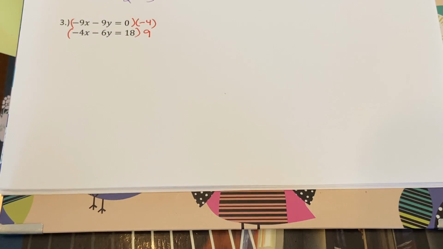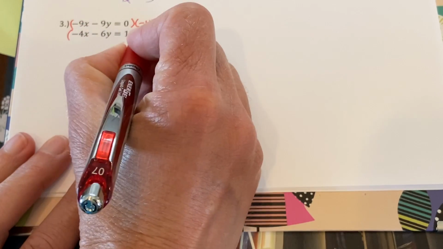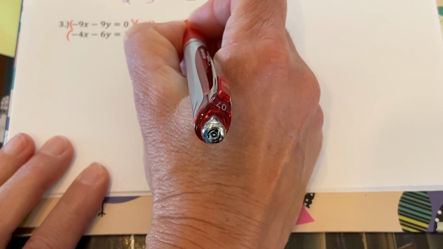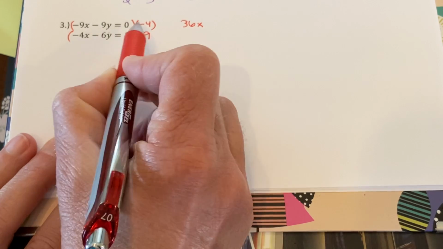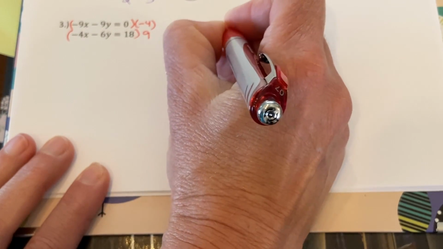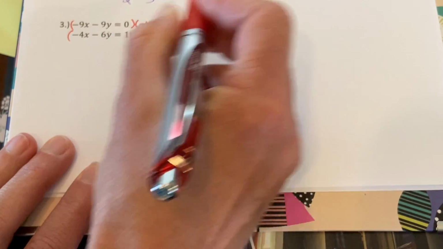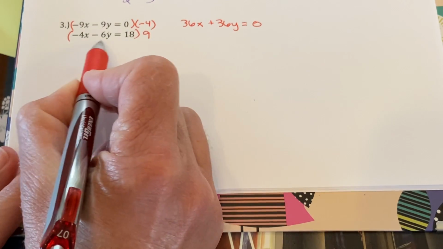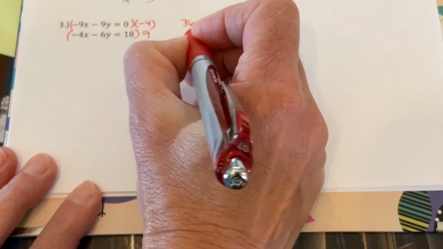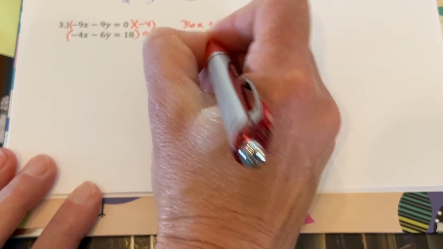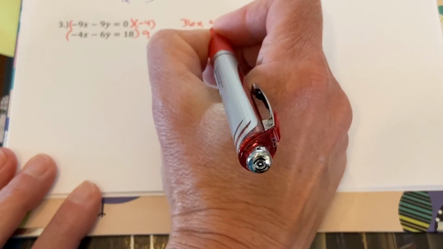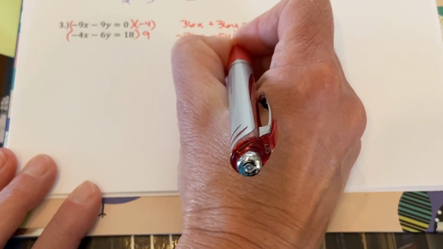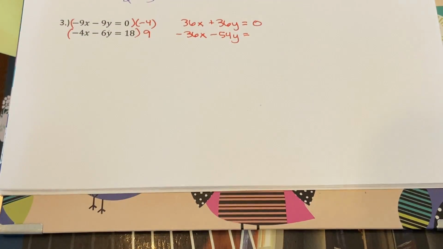So let's go ahead and multiply my top equation. Negative 9x times negative 4 is going to give me a positive 36x. Negative 9y times negative 4 is a positive 36y. 0 times negative 4 is 0. Then in my bottom equation, I want to multiply everything by 9. Negative 4x times 9 is going to give me a negative 36x. Negative 6y times 9 is going to give me a negative 54y. And 18 times 9 is going to give me 162.